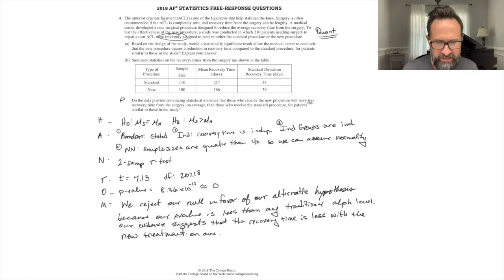So number 1, the null hypothesis was that mu S was equal to mu N, and the alternative was that mu S is greater than mu N, or that mu N is less than mu S, right?